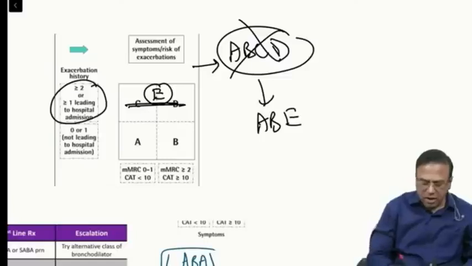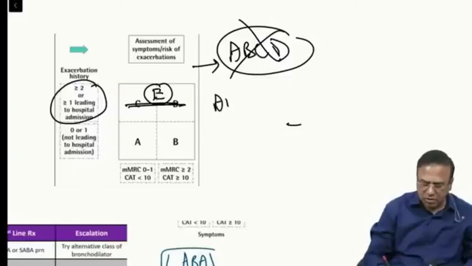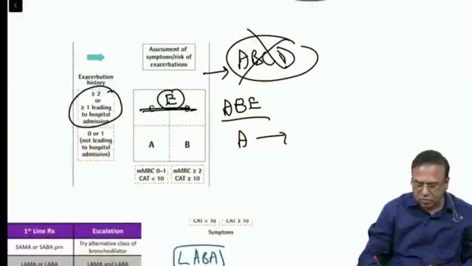And the new guideline, which is ABE system, okay, the new guideline is ABE system. What the ABE system is recommending is, for A, just use a bronchodilator. For category A, the treatment is just use any bronchodilator.